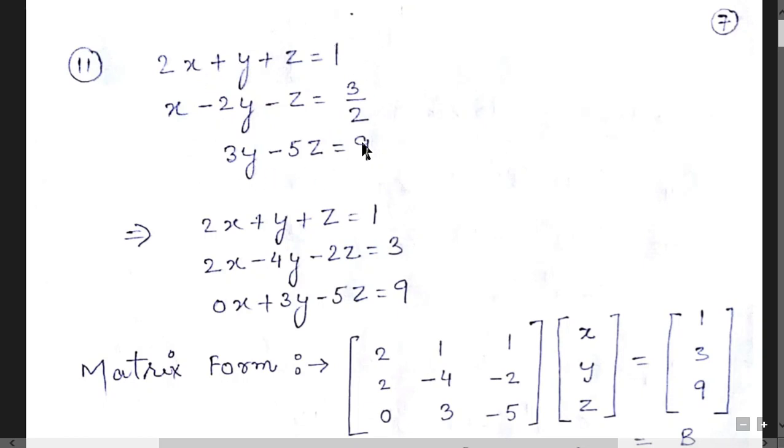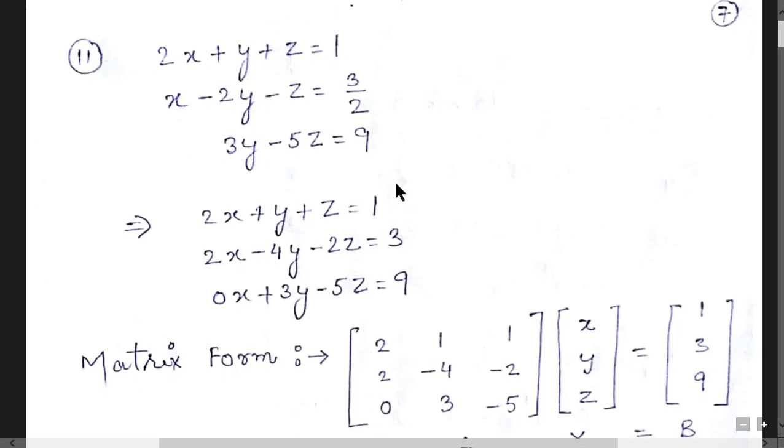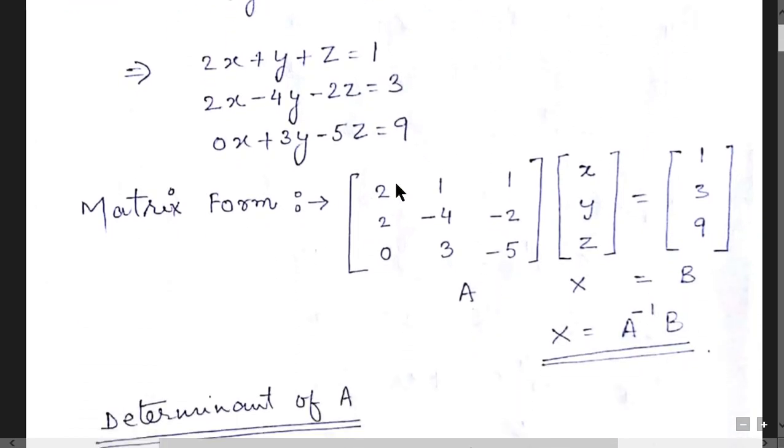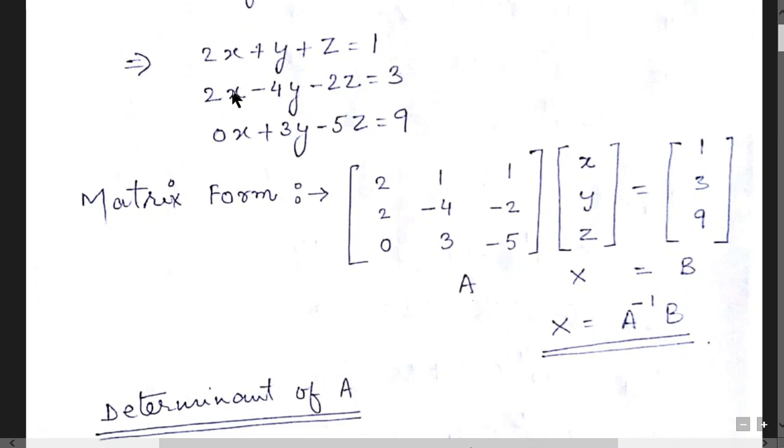First of all, convert these equations. The first equation remains as it is, and in the second, when 2 is multiplied on the left hand side, it will become 2x minus 4y minus 2z is equal to 3, and the third equation is 0x plus 3y minus 5z is equal to 9. Then convert the set of equations into matrix form.